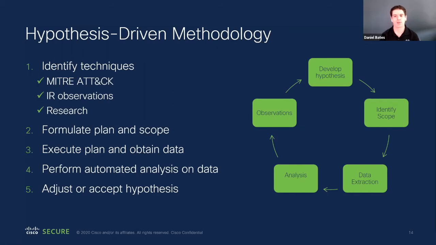So let's refine our scope. Let's look at some specific types of registry keys like autorun and autostart keys. And when we collect that data across our entire enterprise, we'll still have a ton of information, but we can use automated analytics to find the anomalies and reduce our burden down to a manageable amount.